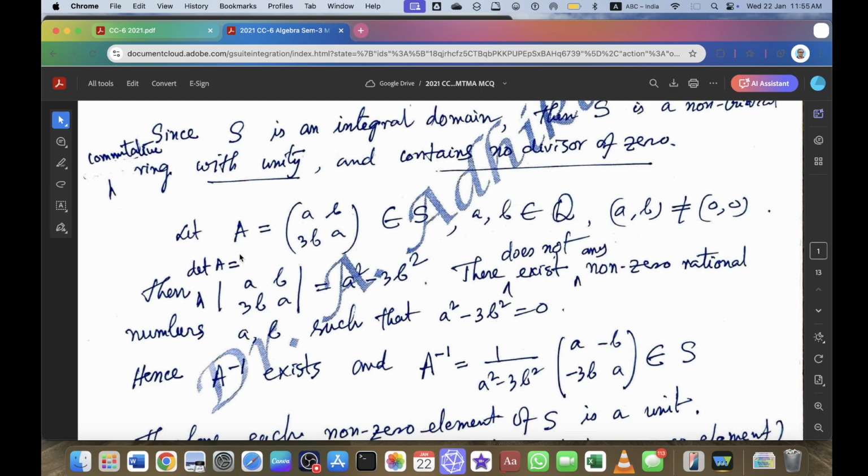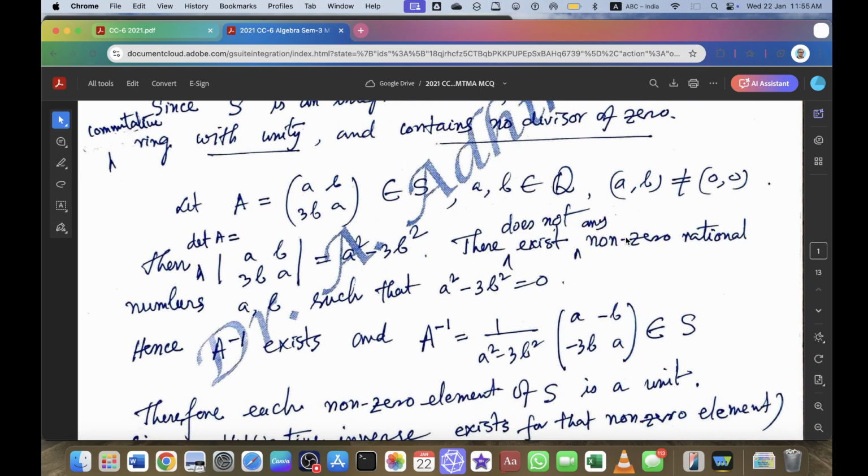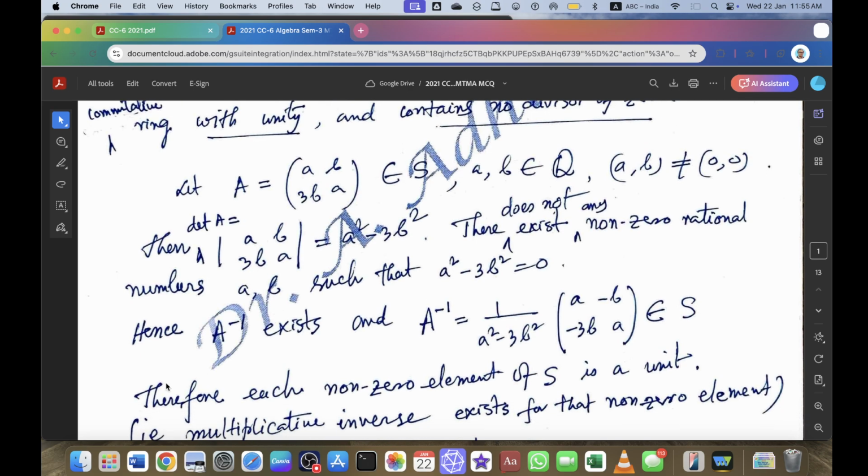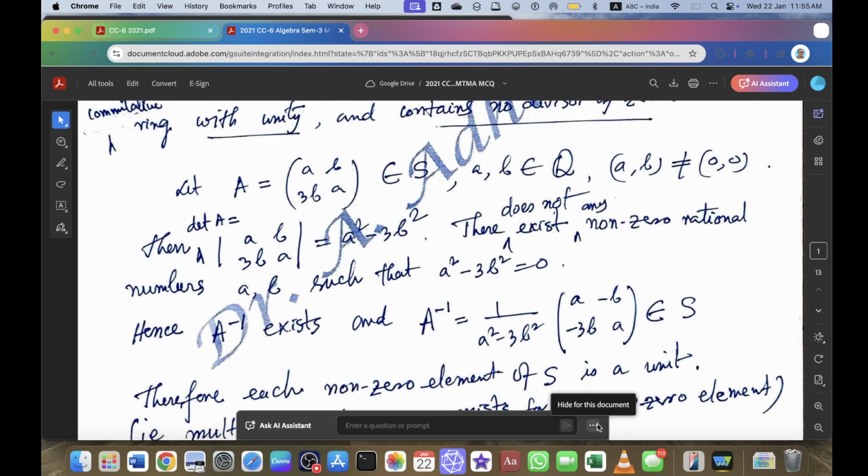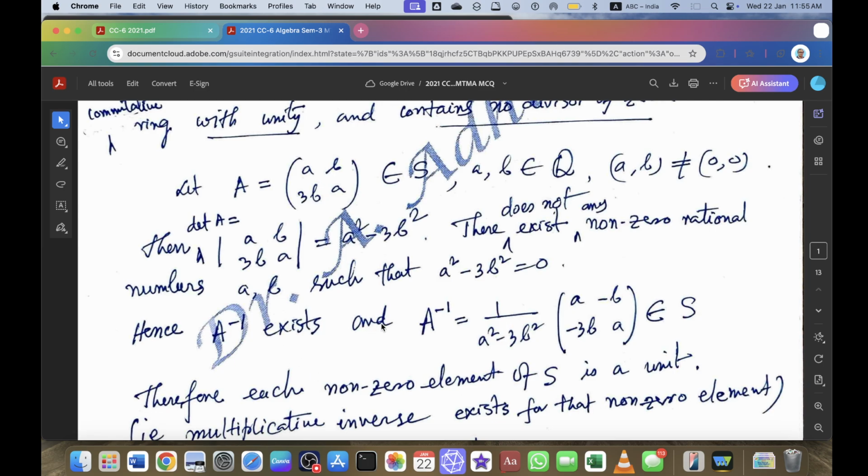Then determinant A equals a square minus 3b square. There does not exist any non-zero rational numbers a, b such that a square minus 3b square equals 0. So we cannot find any non-zero rational numbers. Hence, obviously, A inverse exists, and A inverse equals 1 by determinant A times the transpose of the cofactor matrix, [[a, -3b], [-b, a]]. This A inverse belongs to S.